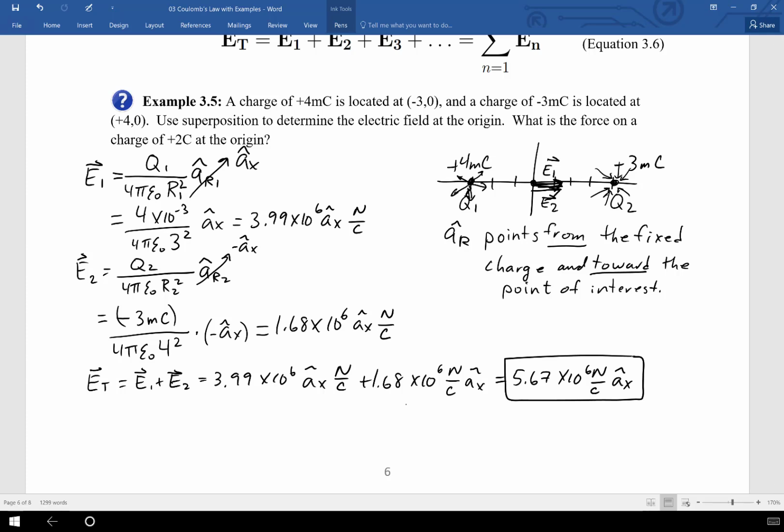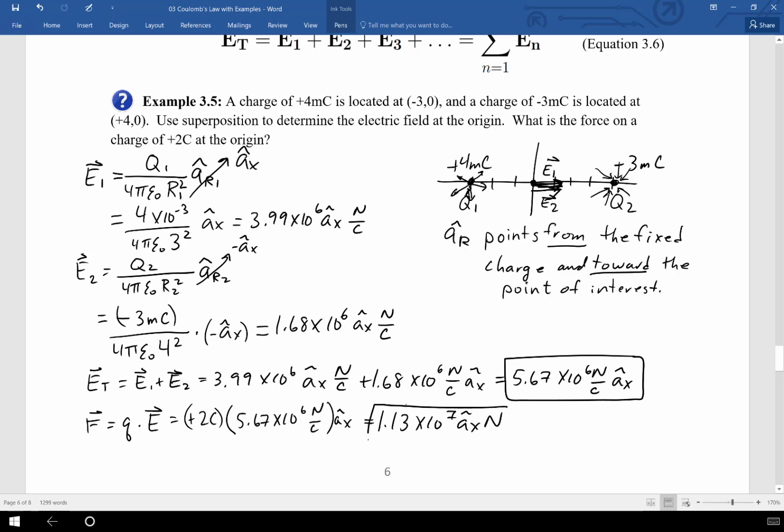The question then asks, what is the force on a charge of plus 2 coulombs at the origin? Well, the force is going to be Q times E, and in this case it's E sub T, the total electric field, which is going to be plus 2 coulombs times 5.67 times 10 to the 6th newtons per coulomb, and that's in the a sub x direction, and that's equal to 1.13 times 10 to the 7th a sub x newtons. And because this is a positive charge, the force is in the same direction as the electric field.